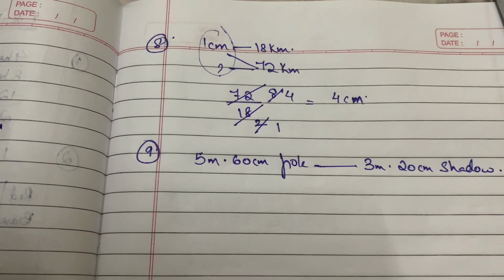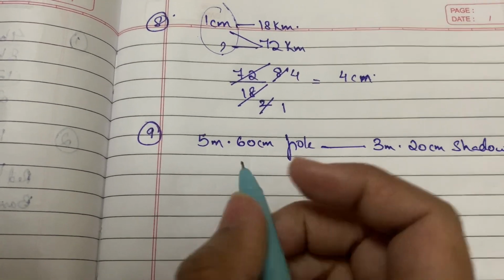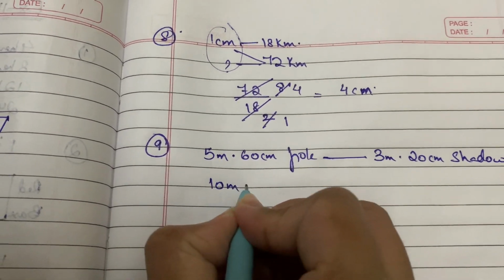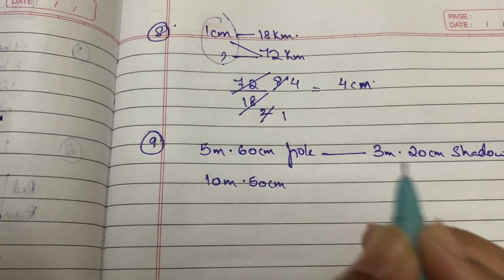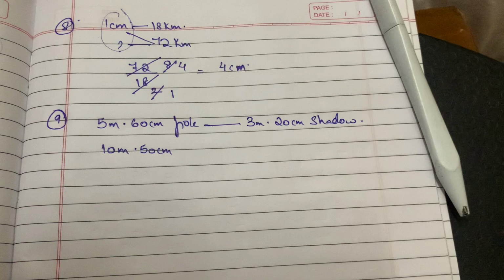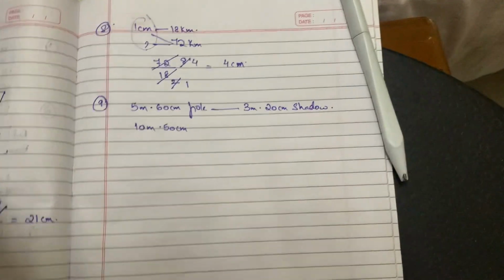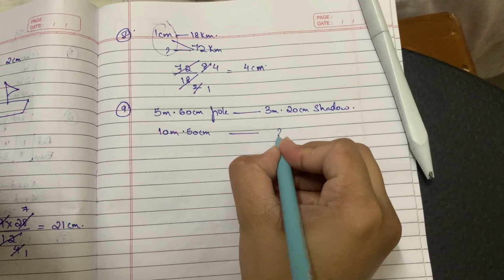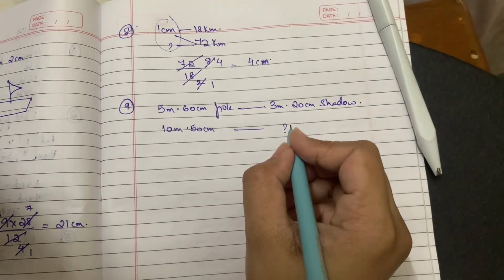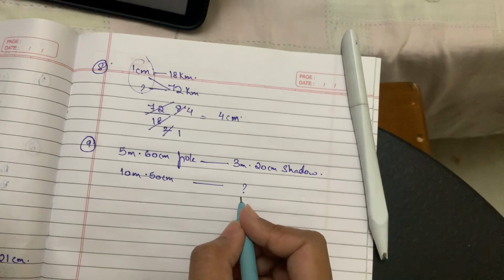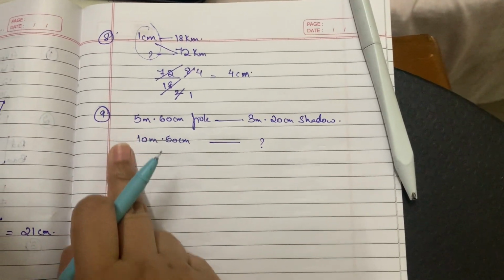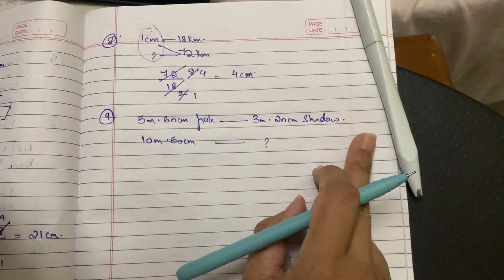There is another pole, which is 10 meters and 50 centimeters. Now I have to find the length of its shadow. What is the method that we are going to apply here? Very simple. If the pole's size is bigger, the shadow's size will also increase.